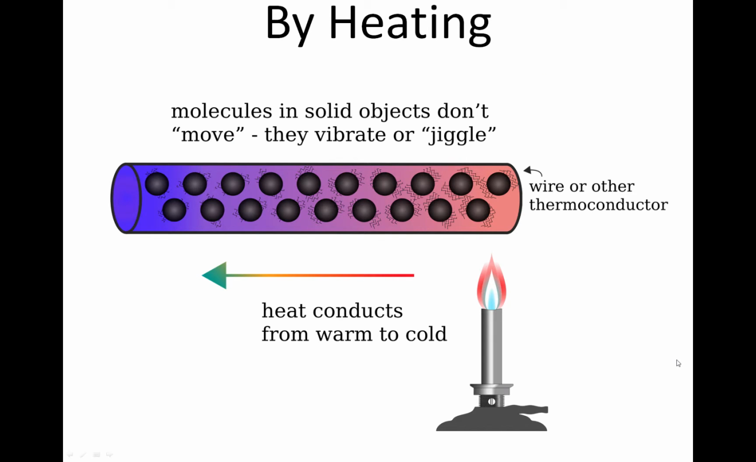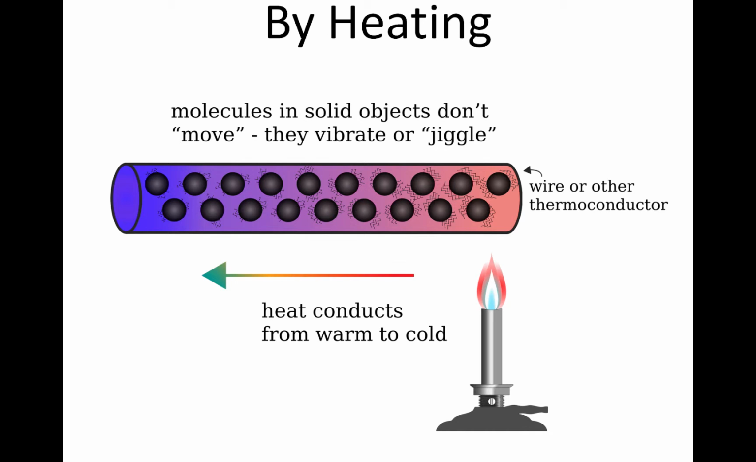By heating. In this case, the thermal store of one object decreases whilst the thermal store of another object increases. This is a transfer by heating. This can be done by conduction, which is the example on screen, or it can be done by convection.